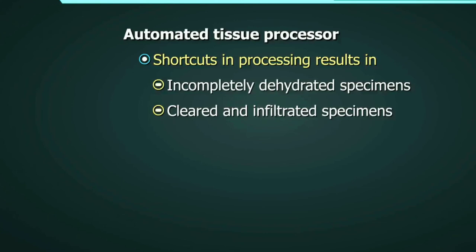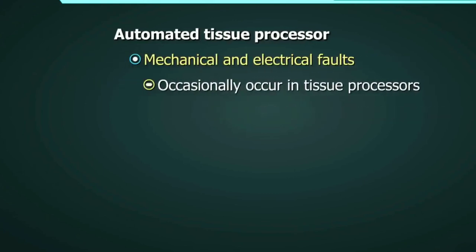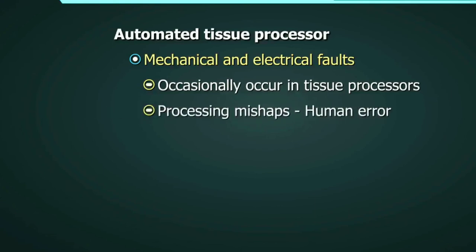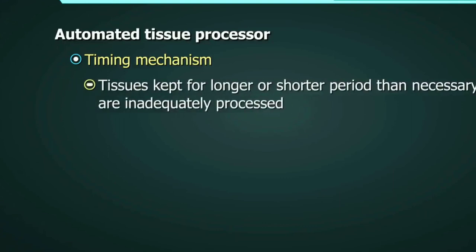and examining the tissues. Although mechanical or electrical faults occasionally occur in tissue processors, processing mishaps where tissues are actually compromised mainly occur because of human error. Timing mechanism. Timer is meant to keep the tissue in different reagents and wax for an optimum time. If kept for longer or shorter period than necessary, tissue will not be adequately processed.